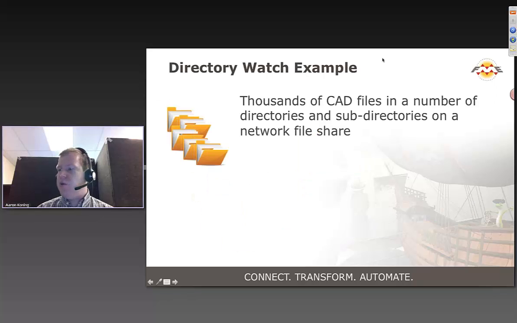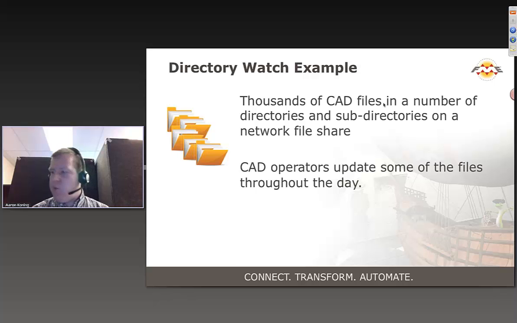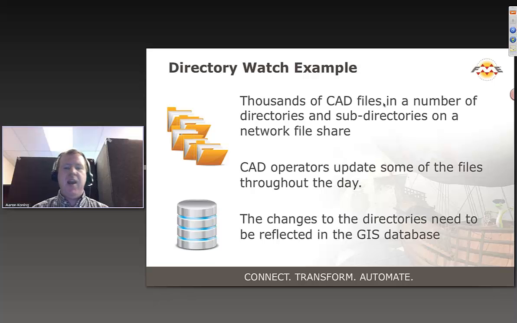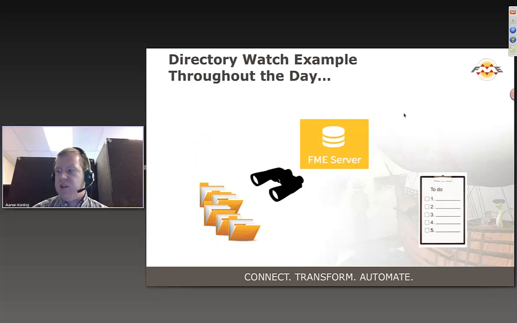So yeah, the first thing a user did was email me and said, you know what, this is what I want to do, and we couldn't support network file shares in the release, but we can now. I've got thousands of CAD files in the directory, subdirectories. These operators are updating them every day, and I need the changes to be reflected in my GIS database. So what are you going to do for me? So this is basically how this workflow works, and in SP2 you're able to do it.